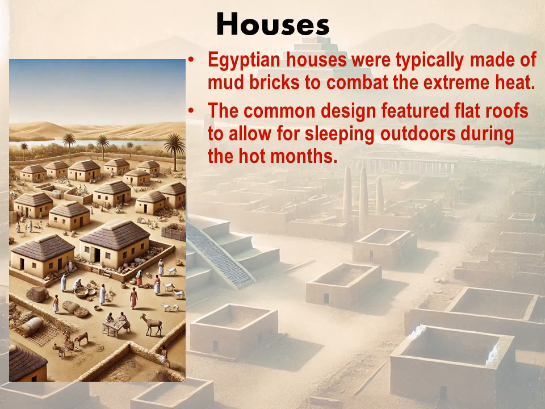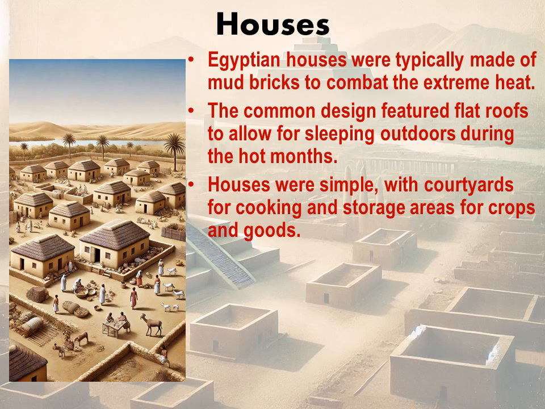Okay, so the roofs were not typically pyramidal in shape, but sometimes they were flat so that people could stay on them. Houses were simple with courtyards for cooking and storage areas for crops and goods. So there were storage areas where people used to store their resources, and the houses were very simple, and there were courtyards for cooking. Courtyards means an empty place attached to the house, and that place was used for cooking also.